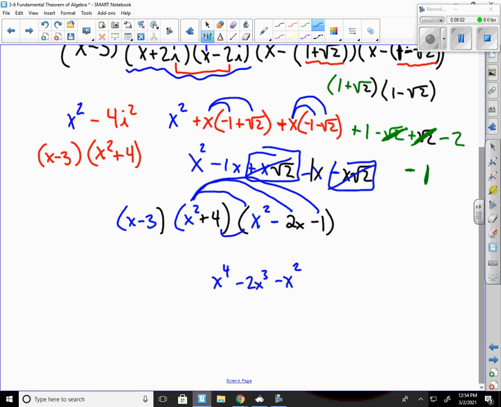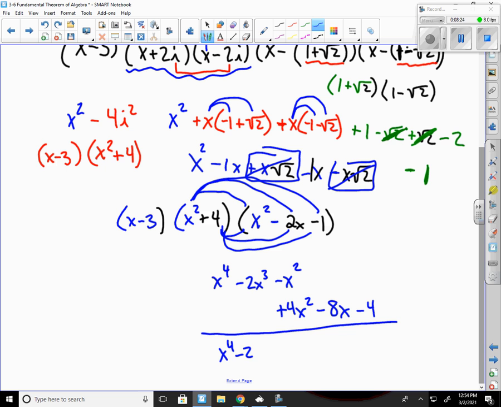Now I have to multiply the 4 by each of these. 4 times x squared gives me a positive 4x squared. 4 times negative 2x, that's minus 8x. And 4 times negative 1 is minus 4. Simplify. X to the 4th minus 2x to the 3rd plus 3x squared minus 8x minus 4.